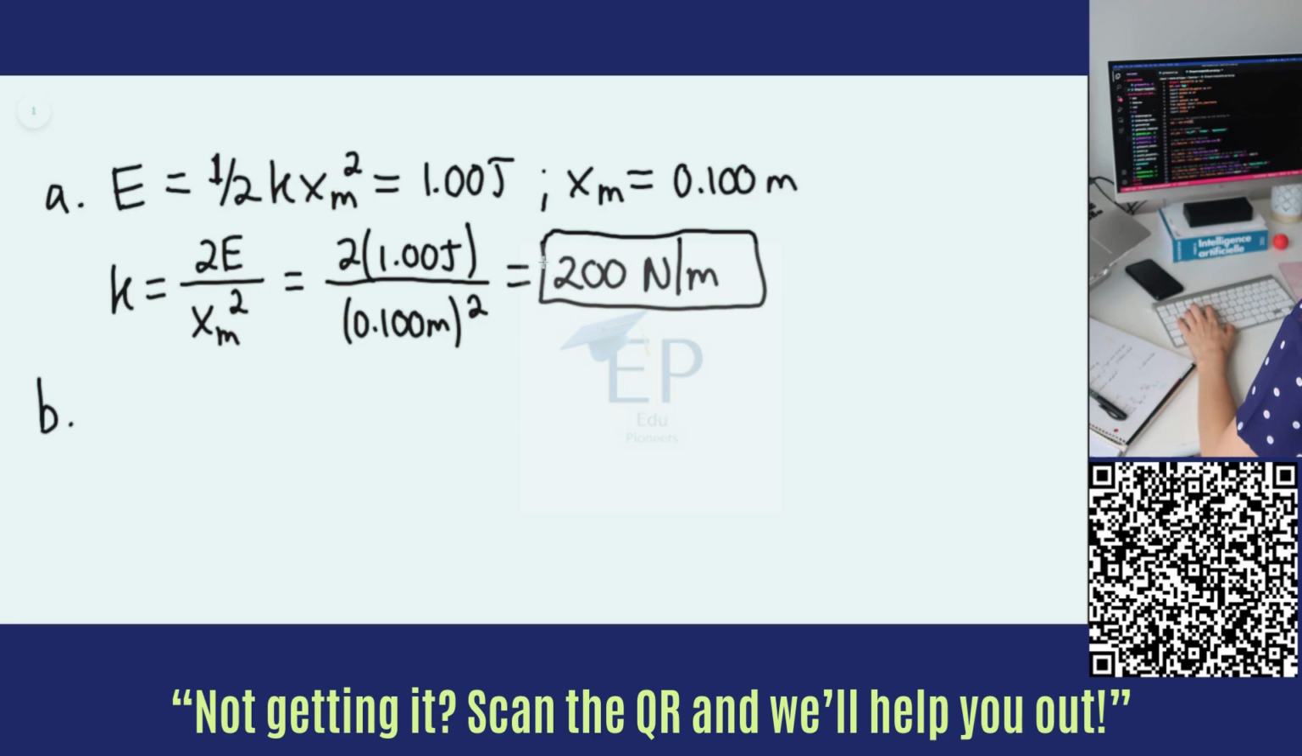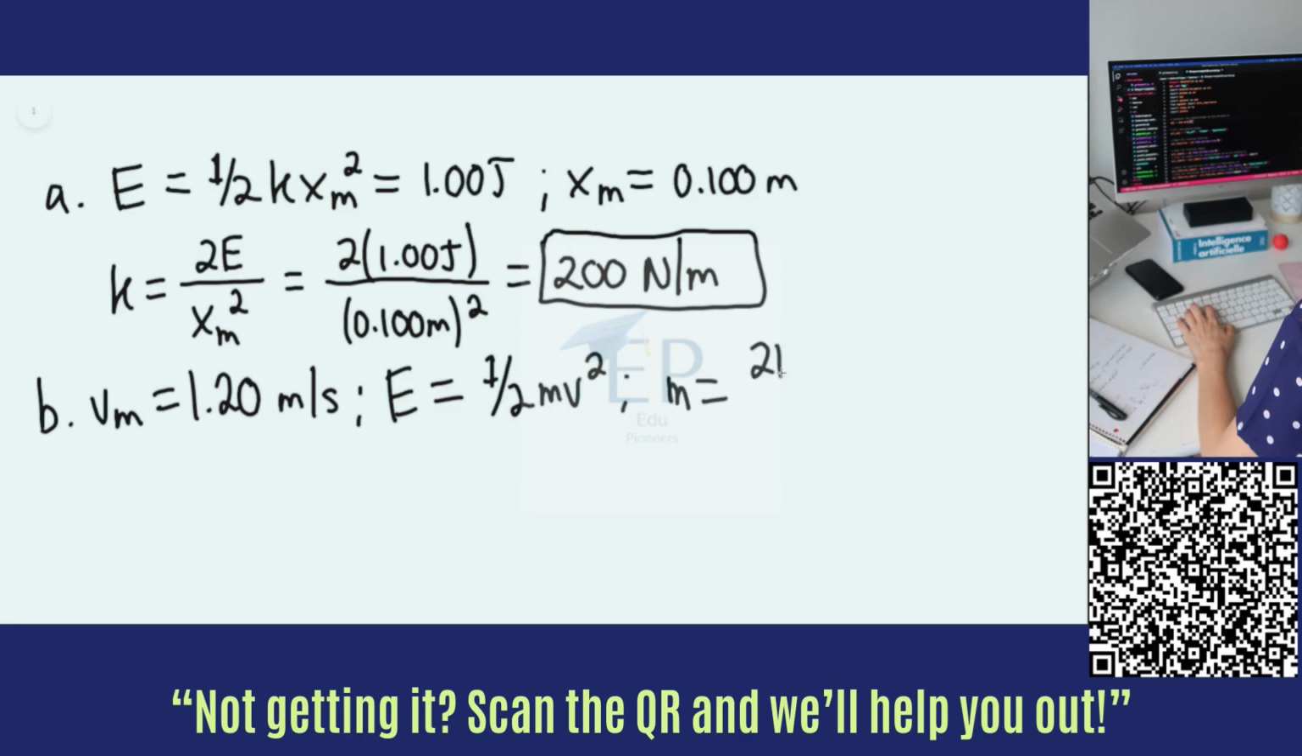For part B, the energy as the block passes through the equilibrium position would be purely kinetic. So we can solve for the mass. We know that the maximum velocity, the maximum speed, would be 1.20 meters per second. And so we can say that the energy here would be equal to 1/2 mv squared. And so m would be equal to 2 times the total amount of energy divided by the maximum speed squared.